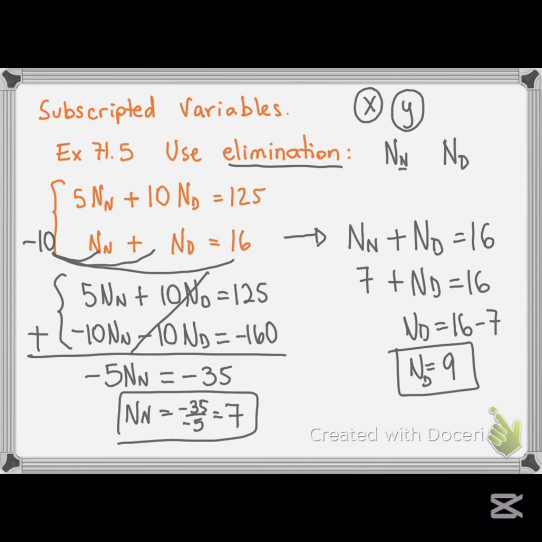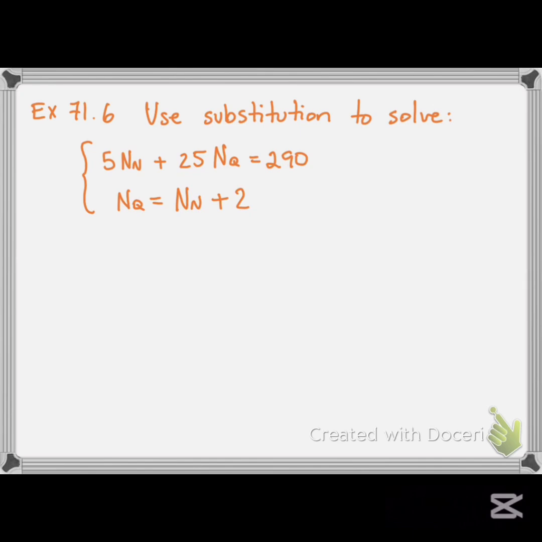We just have to get used to working with the nn and the nd or whatever subscripted variable we're using, but it's the same process as for elimination and substitution. Let's look at this other example that has nn and nq. So again, that can represent number of nickels and number of quarters, but the process is the same.